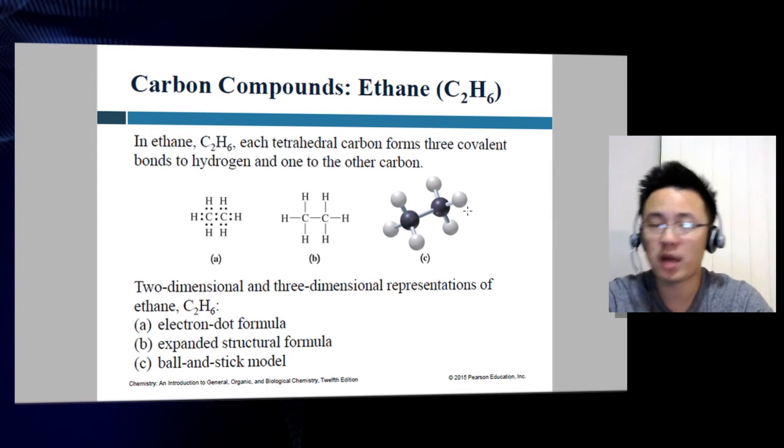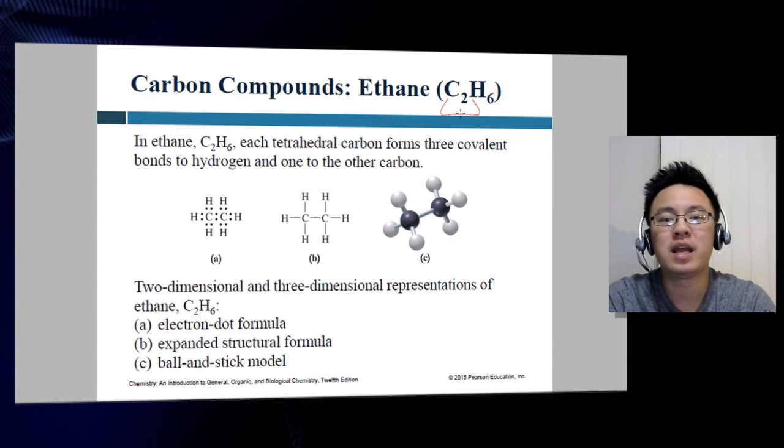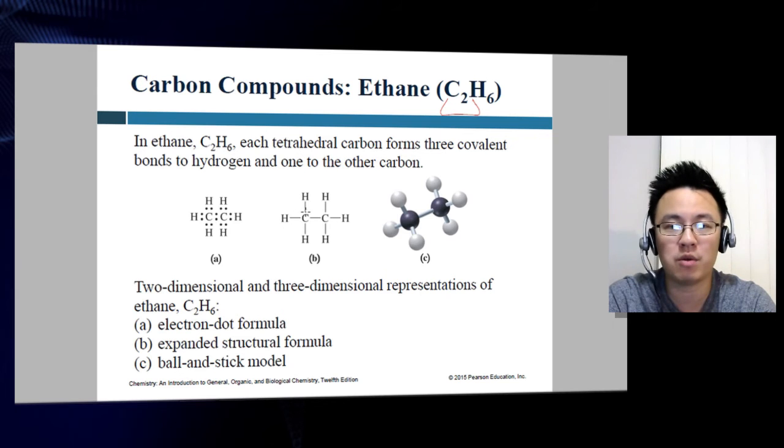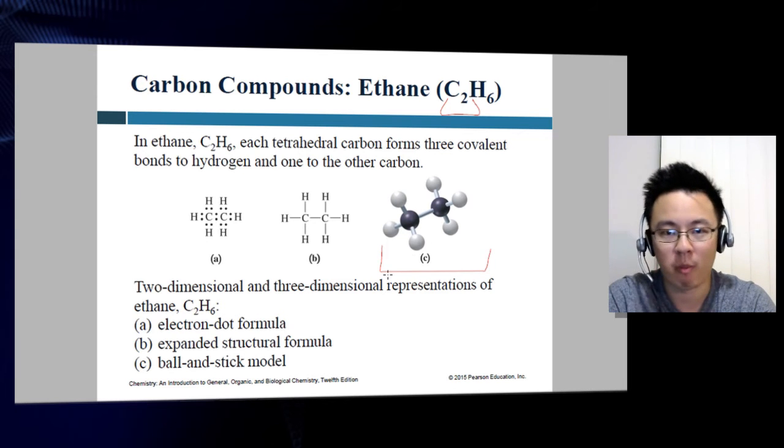Ethane. Meth is 1, eth means 2. So you can see ethane here has 2 carbons. Each tetrahedral carbon forms 3 covalent bonds to hydrogen and 1 other carbon. Look at its ball and stick model. You can see we have each carbon here in its tetrahedral form.